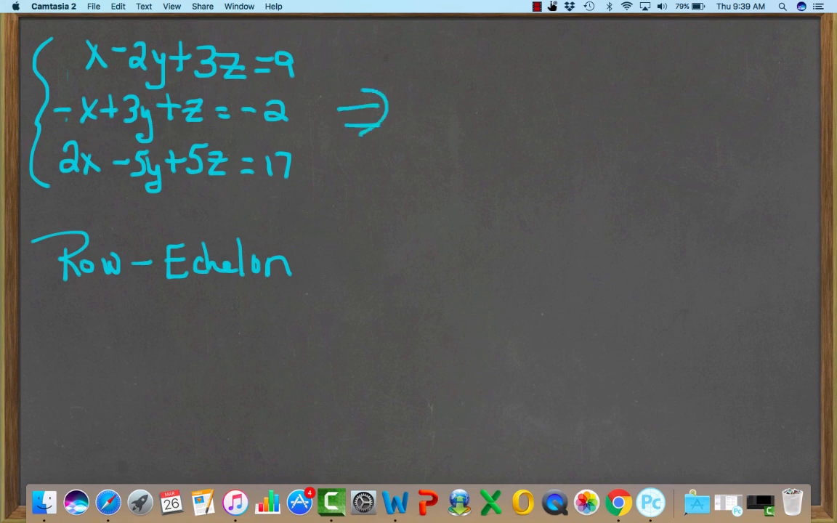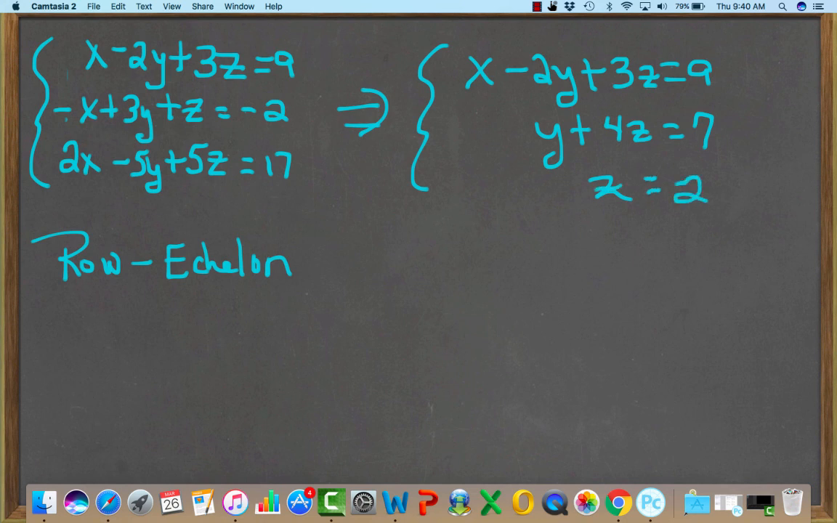So row echelon form, this set of original equations, can be simplified and reduced to give me this set of equations. x minus 2y plus 3z is 9. y plus 4z is 7. And z equals 2. So if I can get it reduced to this form, which again we call row echelon form, what you're wanting is for it to kind of look like stair steps. And if we can, we'd like our leading coefficients to be 1.